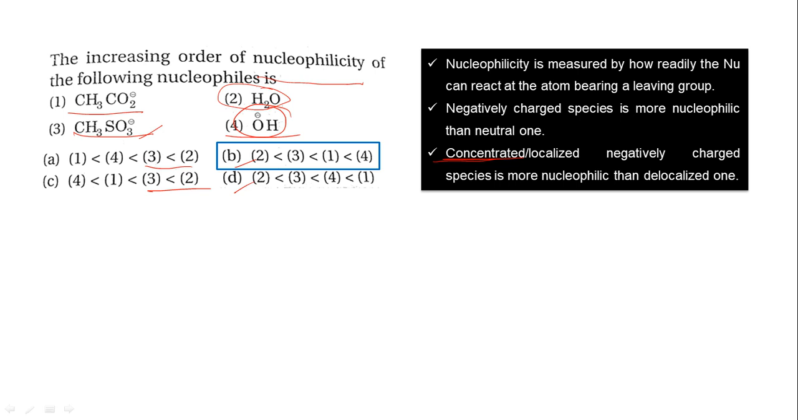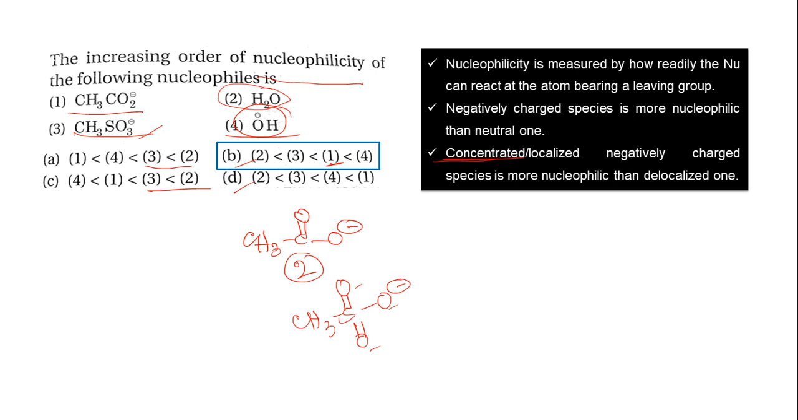But if we want to know why, among 1 and 3, why 1 is better? In case of CH3CO2 minus, here resonance is possible and you will be getting 2 resonance structures total. But if you consider this one, that is SO3 minus, here negative charge can be on any of these 3 oxygens. That means resonance structures are more. So here delocalization is more, and delocalization more means obviously nucleophilicity will be lesser.